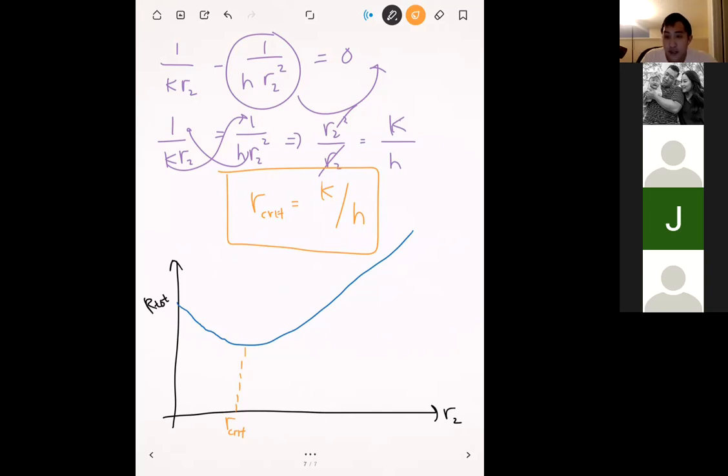Right. So there's a question in the chat. To clarify, does K over H minimize the resistance and maximize heat transfer? That's correct. If you set your outer radius to K over H, then your thermal resistance will be at a minimum, and you're going to have a maximum amount of heat transfer occurring in your cylinder.